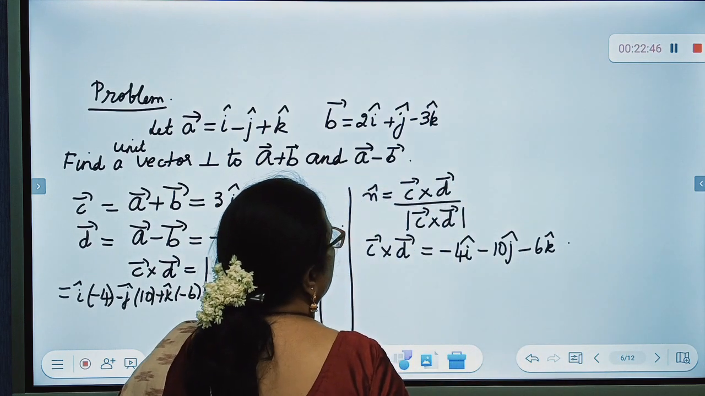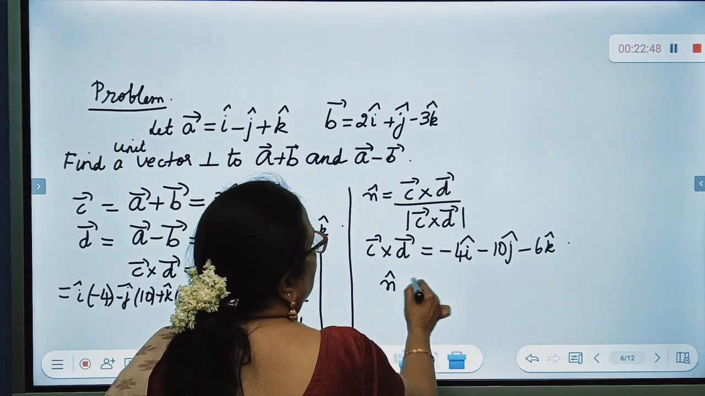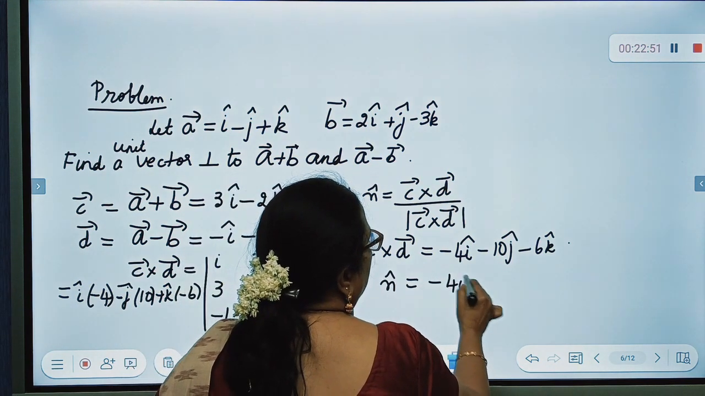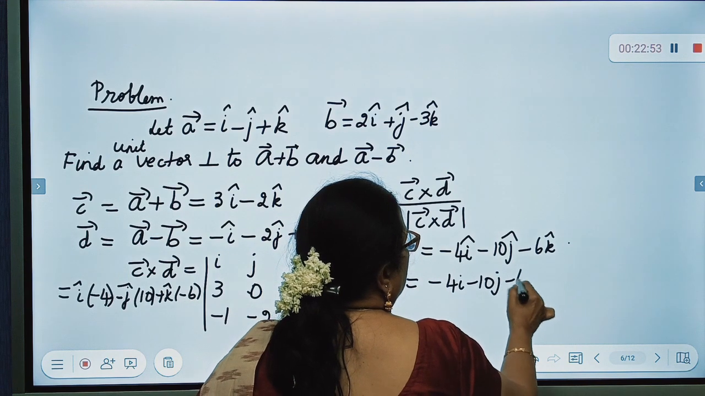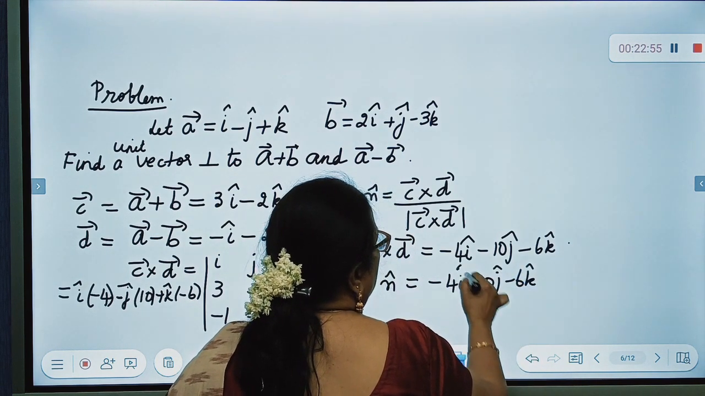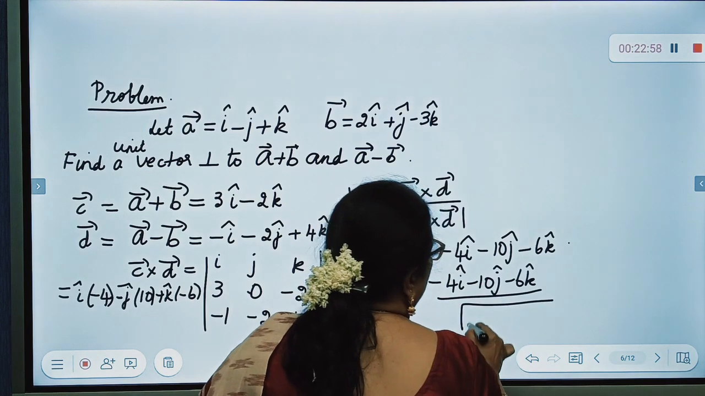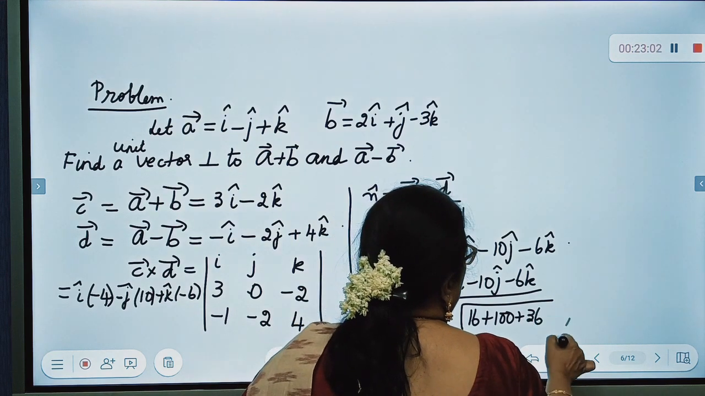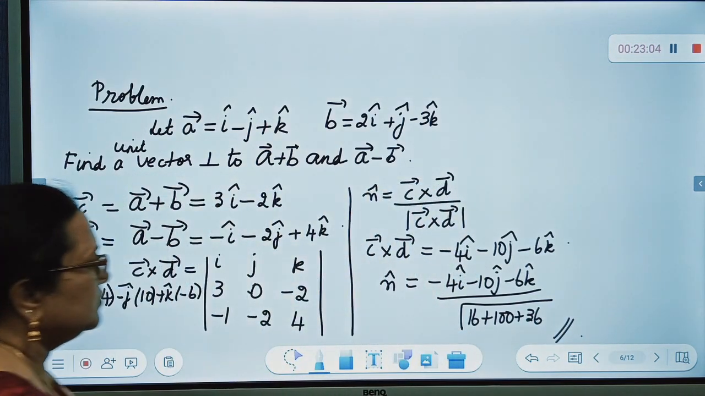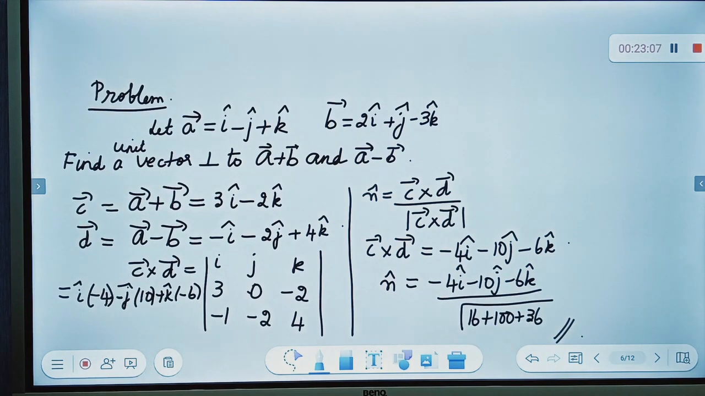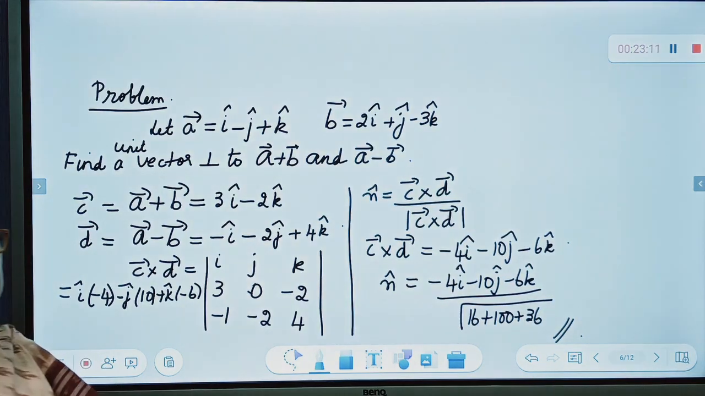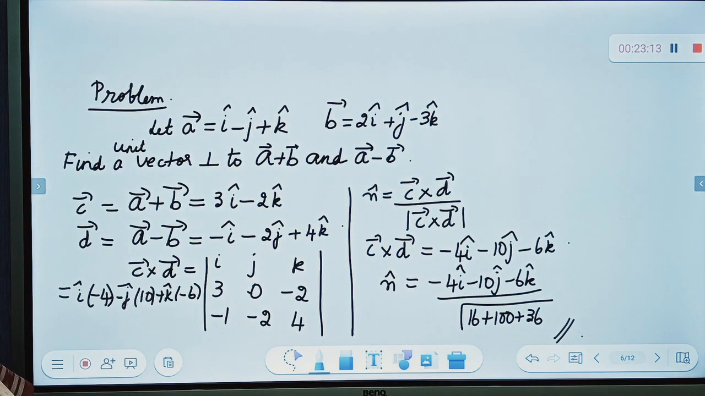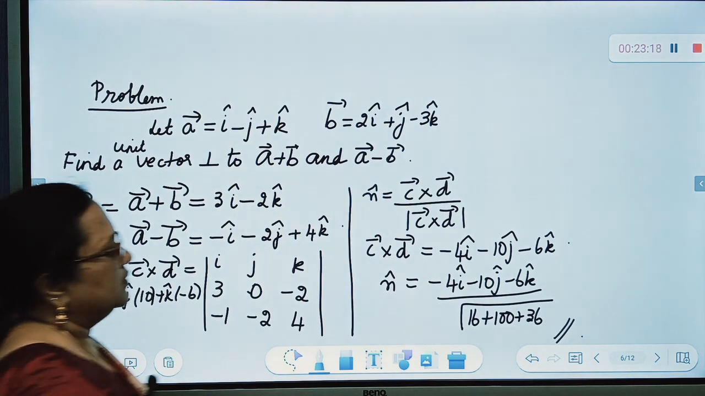So what will be unit vector along this direction? N cap will be minus 4i minus 10j minus 6k divided by root of 16 plus 100 plus 36. Root of 16 plus 100 plus 36 is the length of the vector C cross D. So is it clear how to find a vector which is perpendicular to two vectors?